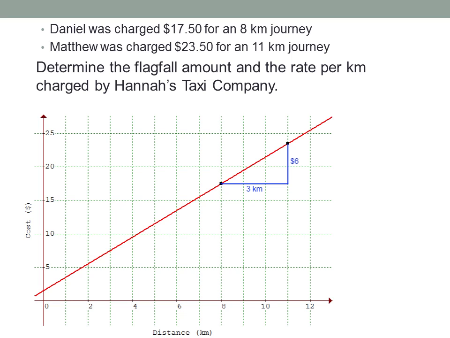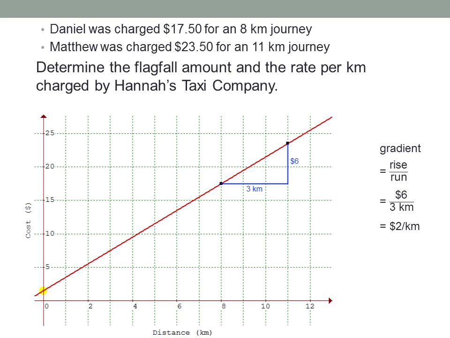The rise is from $17.50 to $23.50, a rise of $6. And the run is from 8 to 11, which is 3 kilometres. So the gradient is rise over run, $6 over 3 kilometres, which is $2 per kilometre. That must be the charge rate for Hannah's taxi company. The gradient is the rate.